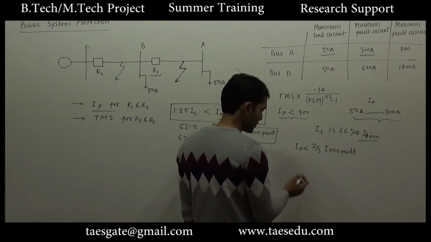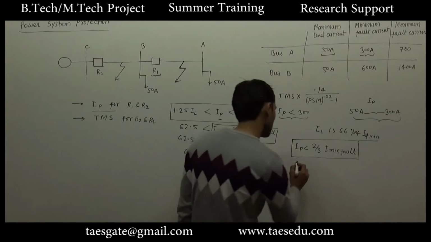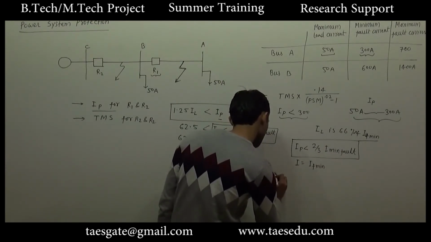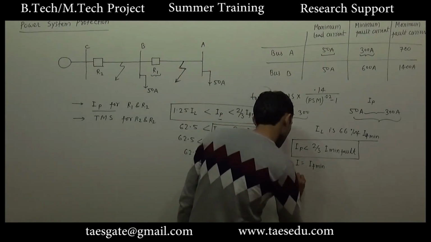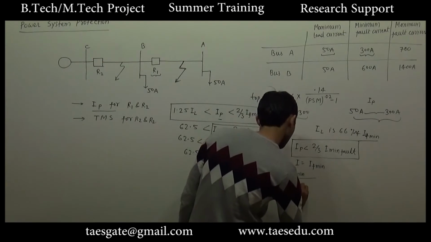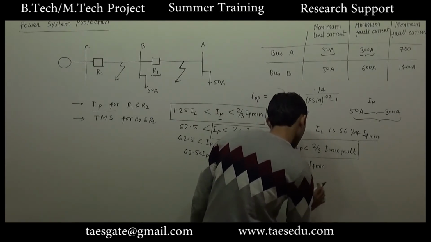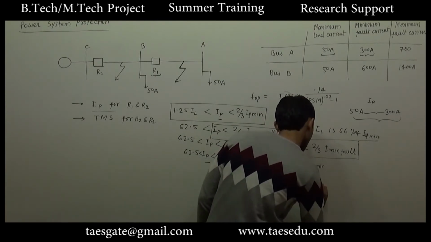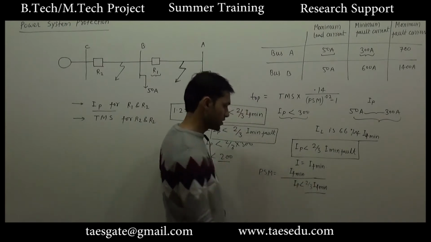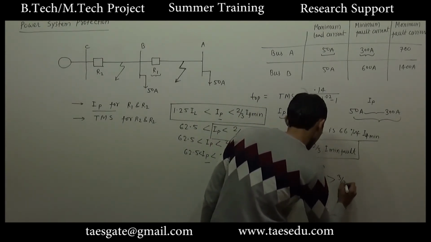In case of minimum fault, let's say this is the inequality for pickup current. Let's say in the line minimum fault current is flowing, I is equal to IF minimum. So what will be the value of PSM? Plug setting multiplier will be the actual fault current, that is IF minimum, divided by IP, which is less than 2 by 3 of minimum fault current. So if this quantity is less than 2 by 3 of minimum fault current, PSM will be, this quantity will surely be greater than 3 by 2.